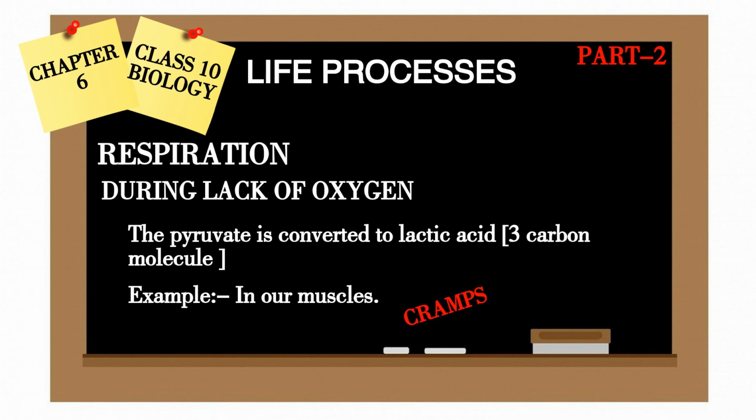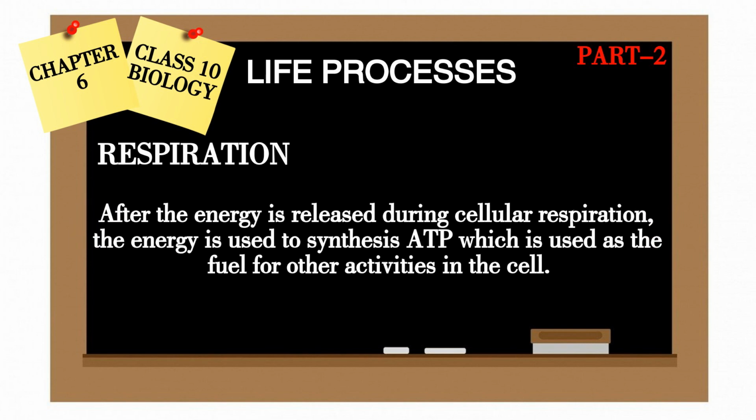Now we saw the three cases in detail. So now what happens after the energy is released? After the release of energy, the energy is used to synthesize a molecule called ATP, which is adenosine triphosphate, which you came across in 9th standard. This ATP is used as a fuel for other activities in the cell.